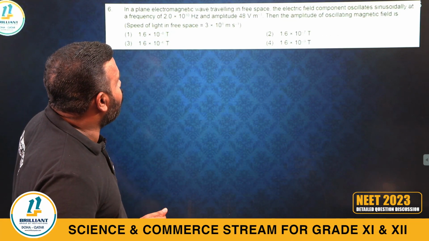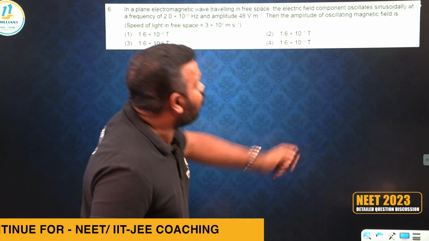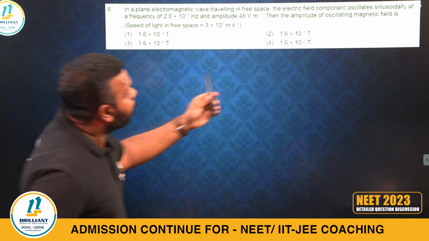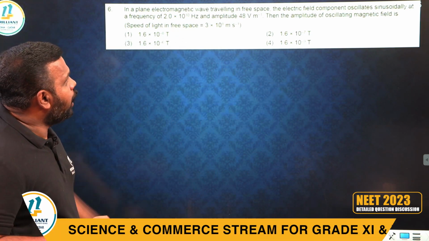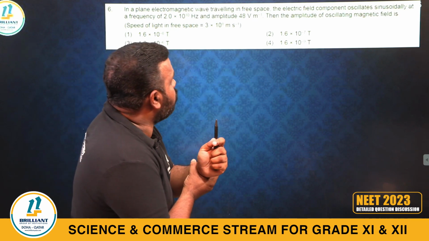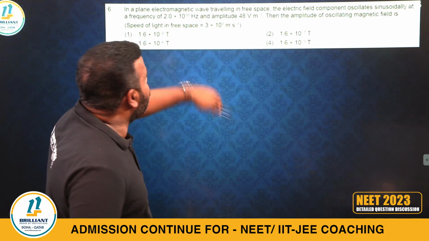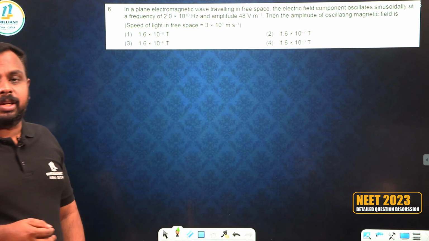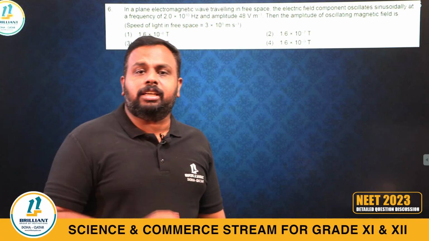In a plane electromagnetic wave traveling in free space, the electric field component oscillates sinusoidally at a frequency of 2 into 10 raised to 10 hertz and amplitude is 48 volt per meter. Then the amplitude of oscillating magnetic field, it is given the speed of light in free space is 3 into 10 raised to 8. Another very simple question. From which chapter? Electromagnetic waves.